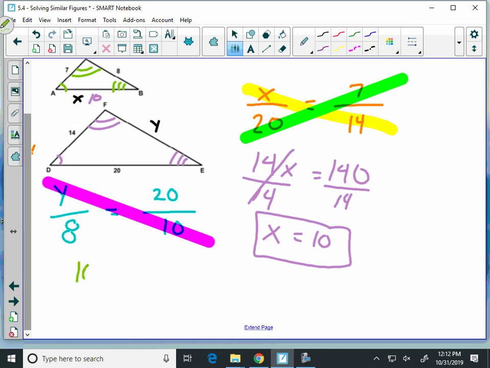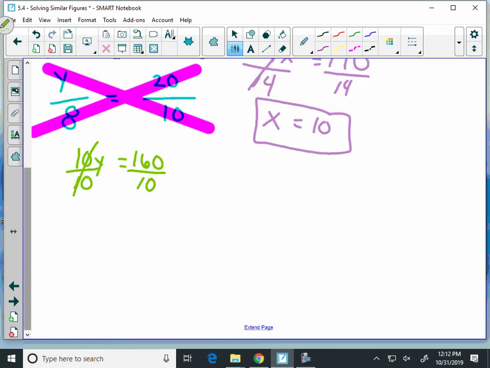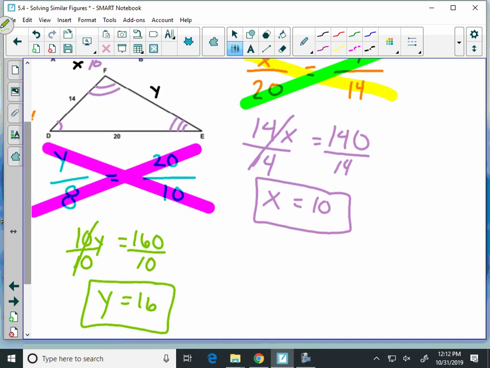10 times y is just 10y. 8 times 20 is 160. Divide by 10. What's 160 divided by 10? 16. And then we're done. Found both of our missing sides.